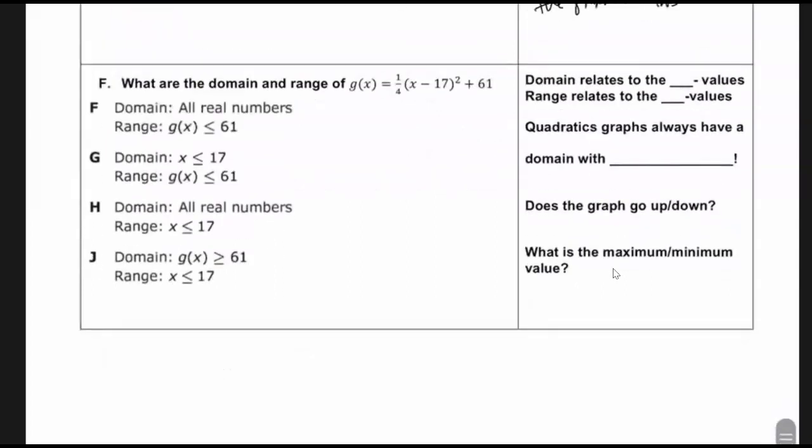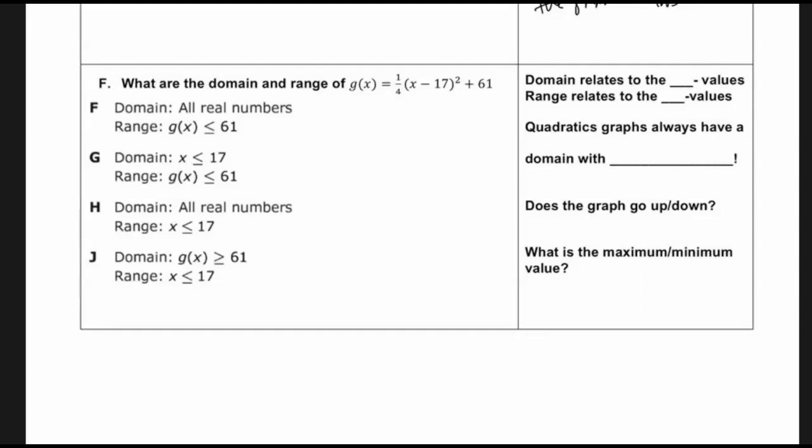Last question. So in this case, it says what is the domain and range of g of x equals 1/4 times the quantity x minus 17 squared plus 61. So this is just a domain and range question. However, usually when you have domain and range, you have a picture to look at. In this case, you don't really have a picture. So you can graph it on your calculator so you can look at a picture.